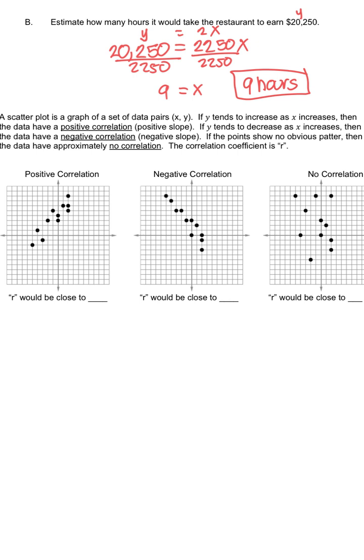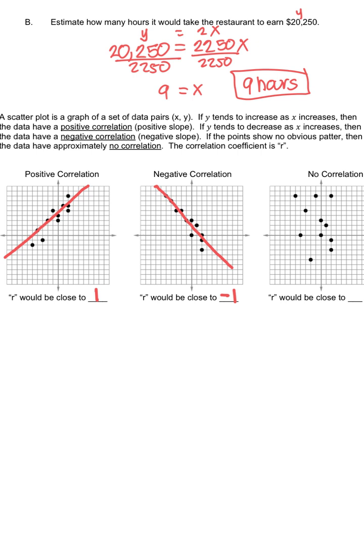So positive correlation, again, you can see that y tends to increase as x increases. And we have that increase right there. That's a positive correlation. Therefore, r would be close to 1. That's a positive 1. For the next one, the negative correlation, if y tends to decrease as x increases, then the data have a negative correlation. Therefore, it's a negative slope, so we'd have negative 1.